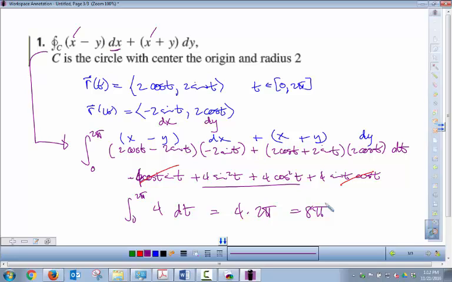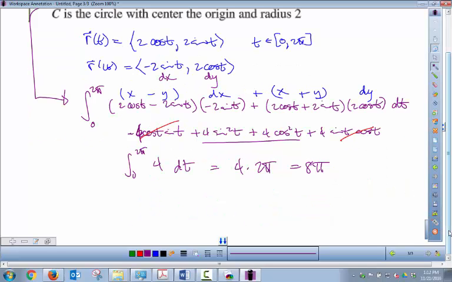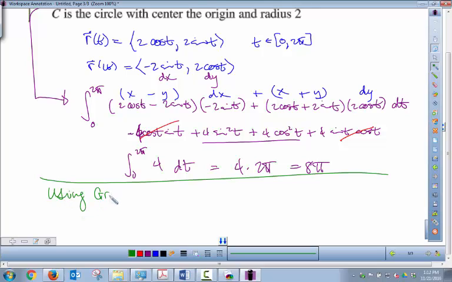Now let's do this using Green's theorem. Should we continue on this page? Let's continue on this page using Green's theorem.